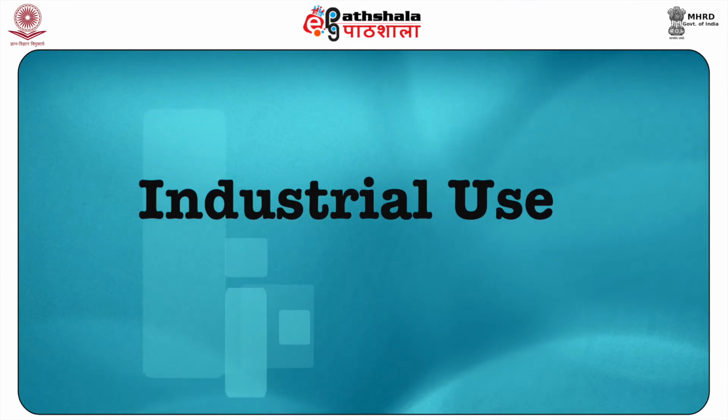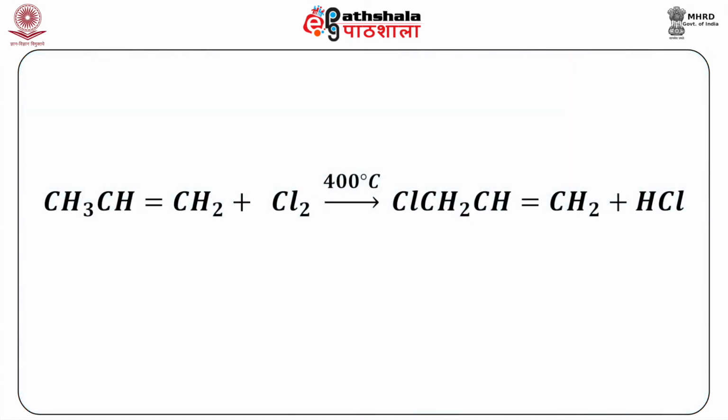Industrial uses. Allylic chlorination has important practical applications in industry. On the industrial scale, allylic chlorination of alkenes is done because chlorine is not very expensive. For example, 3-chloropropene is used in the synthesis of epoxy resin via radical allylic chlorination as shown in the given structure.